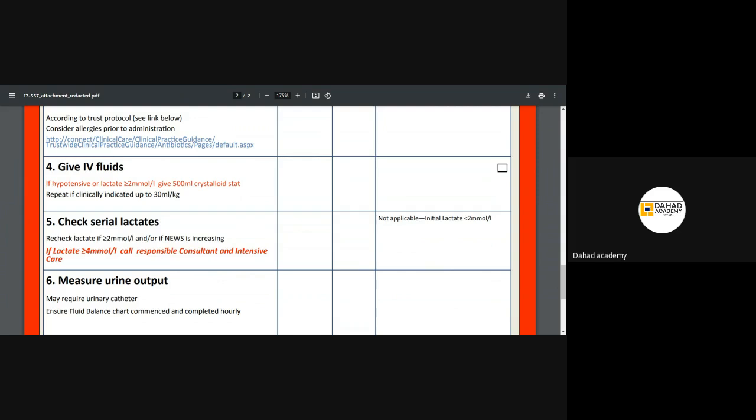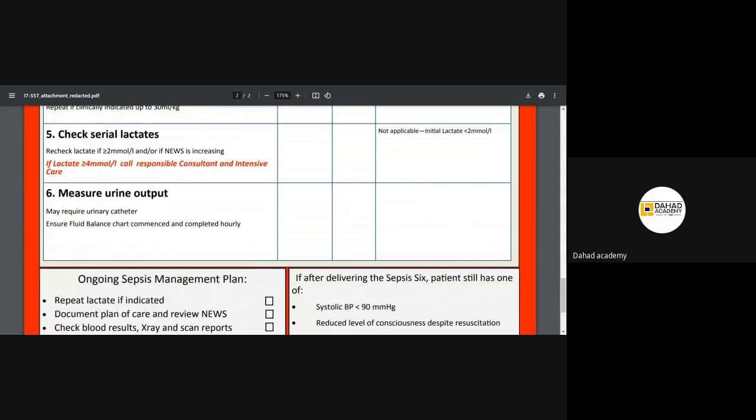Please come and have a look at this patient. This patient, we give him the fluid, we give him the antibiotic, but his lactate is still high. He will need ITU admission. He will need the consultant to have a look at him.